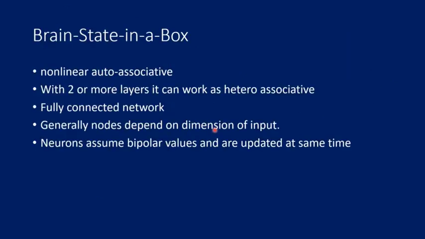Now we will see a special case of these networks, brain state in a box. Basically, this network is a non-linear auto-associative type of memory, but with two or more layers, it can also work as hetero-associative. This type of network is always fully connected, and generally the nodes here depend on the dimensions of input, like batch size or number of steps or number of features, whatever we prefer. And one more characteristic is that nodes in this network always assume bipolar values and they are updated simultaneously, as we had seen in the Boltzmann machine.